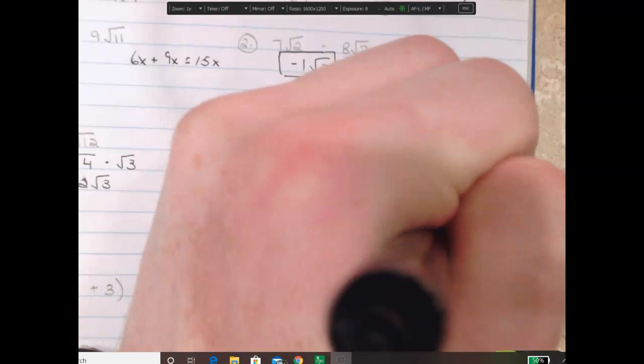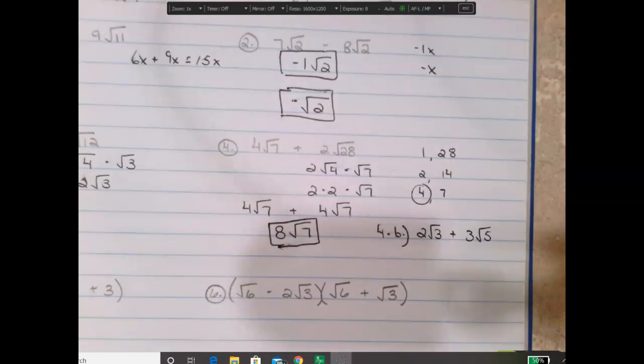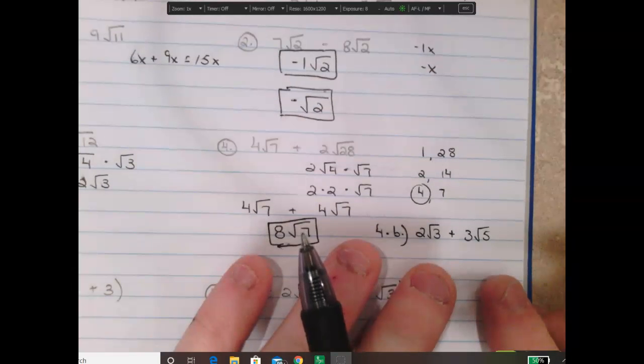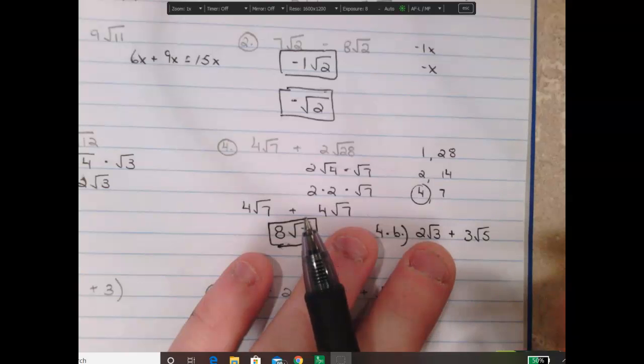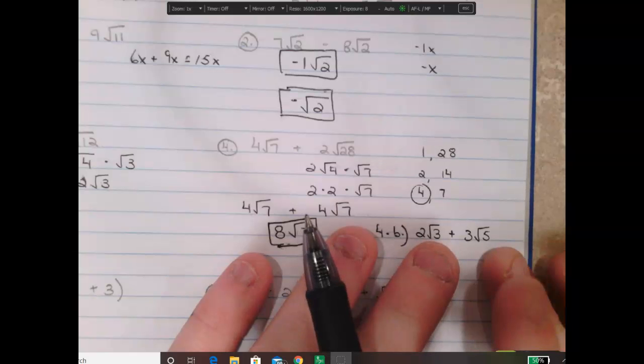Okay, for 4b, if I had 2 radical 3 plus 3 radical 5. Notice, not like bases here, 3 and 5. Can you simplify either of these? No, you can't simplify these because one's a 3 and one's a 5.